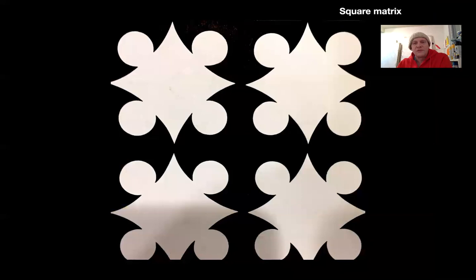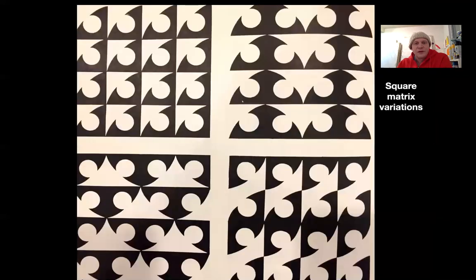And so here's the most basic matrix for making patterns. It's the square matrix. And that's the simple repetition of the single cell over and over again in a simple square setup. And this can be taken further and further.